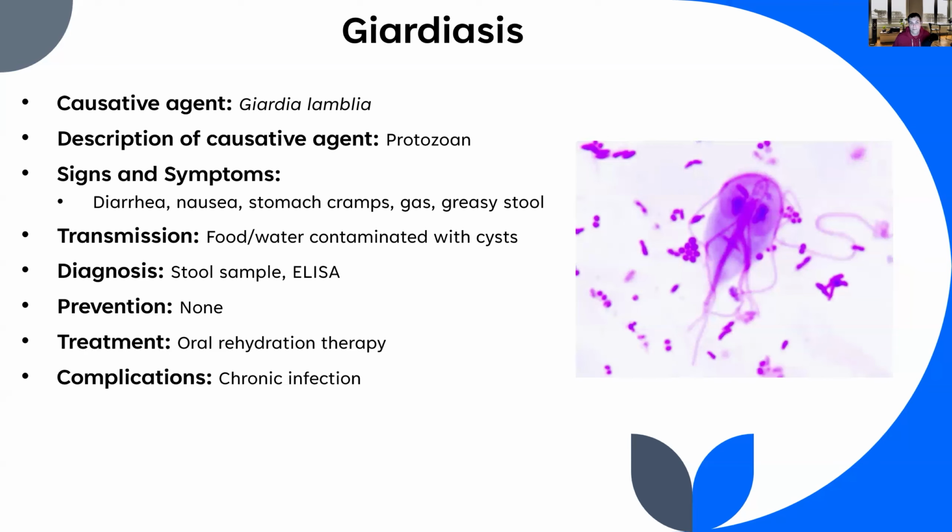Diagnosis, do a stool sample, look for the cysts. You can also do an ELISA to detect antibodies against the Giardia. There is no prevention for this. Don't drink contaminated water, basically, but you're not always going to know. Treatment, oral rehydration therapy to get rid of it. Usually it resolves on its own. You can go with some antiparasitics to get rid of it as well. Complications, chronic infection. So people can end up kind of being stuck with this until they get the necessary treatments to do that.